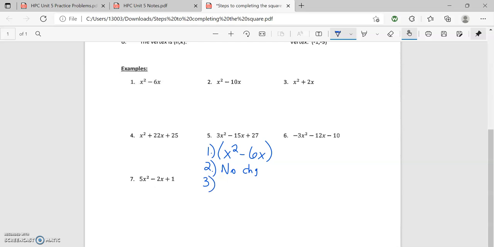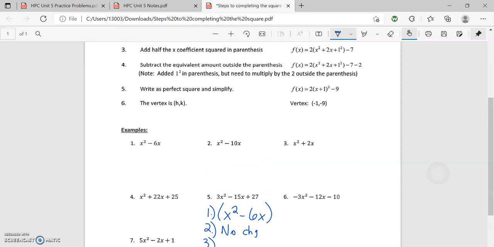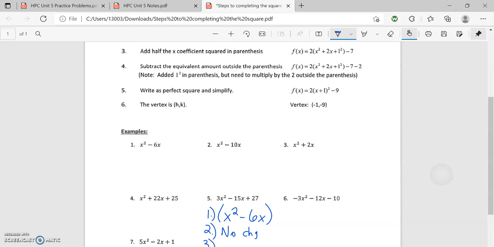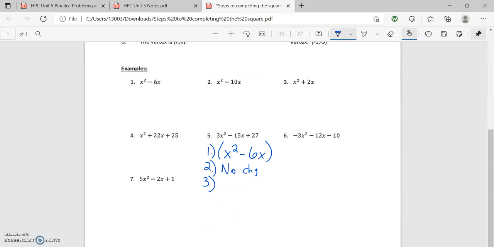Step 3 asks us to add half of the x coefficient squared in parentheses. So in parentheses, here's our x squared minus 6x. And then it says take half of that x coefficient, so half of this term squared. So half of 6 is 3, so in fact I will even say plus 3 squared. I will leave it as that and not as the number 9 yet.